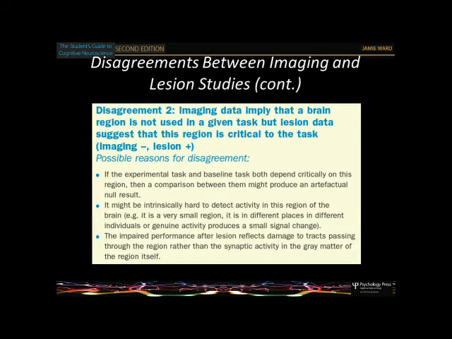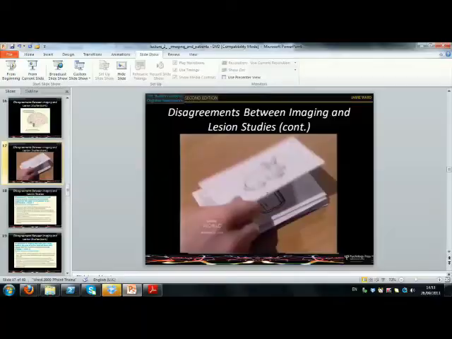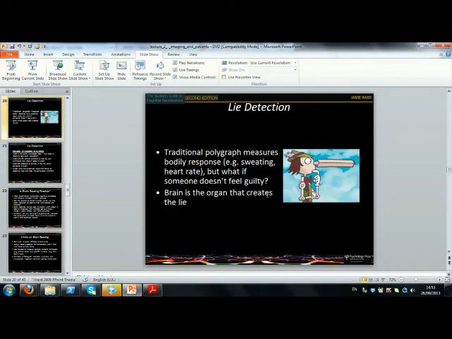Okay, so I'll let you read through those yourself. What we'll do is we'll take a break for 10 minutes, and then we'll talk about lie detection. So how can you use brain imaging to figure out whether somebody's telling the truth?